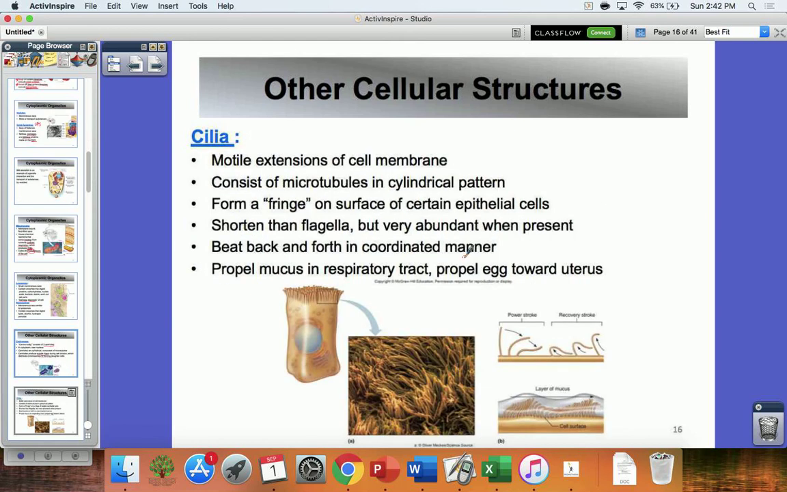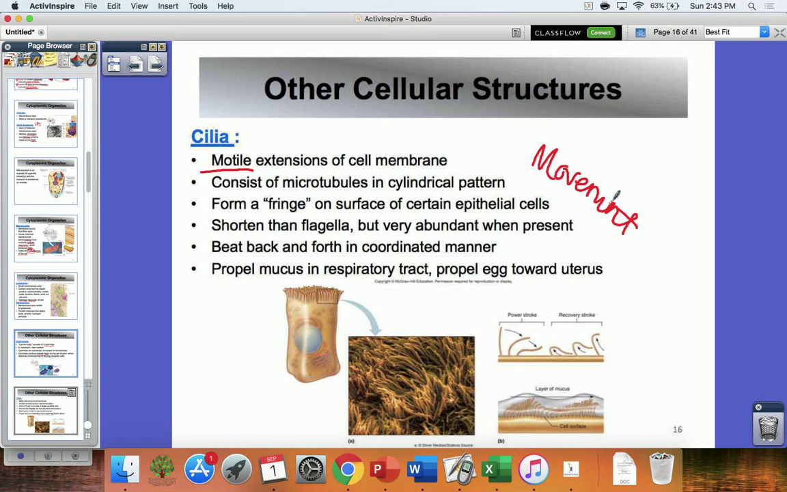Cilia. We talk about cilia. It also usually kind of talks about flagella. And cilia and flagella are similar in that they help with movement. It's going to be responsible for movement. That's why it says motile extension. So movement. Moving things where they need to go.